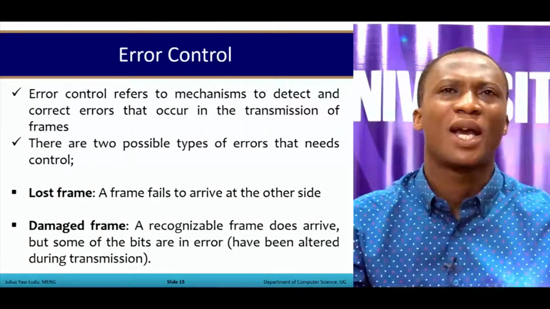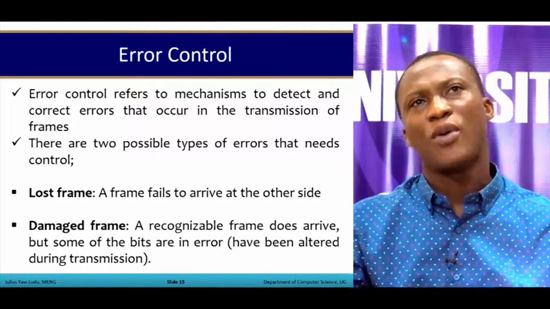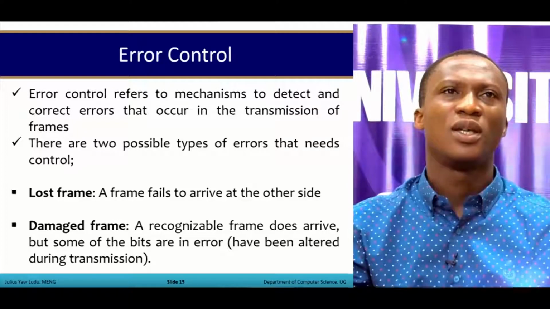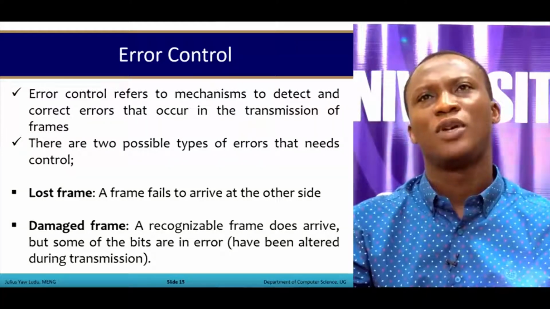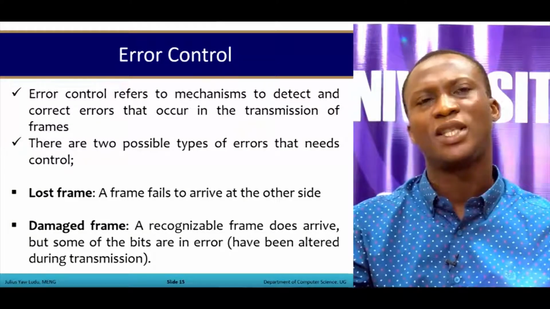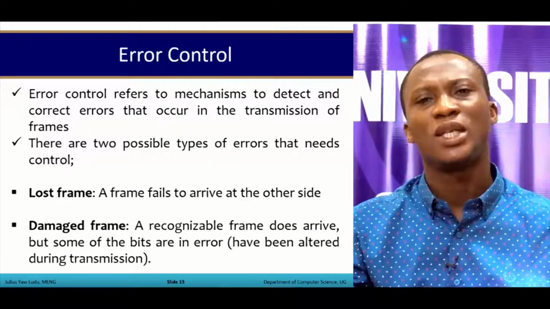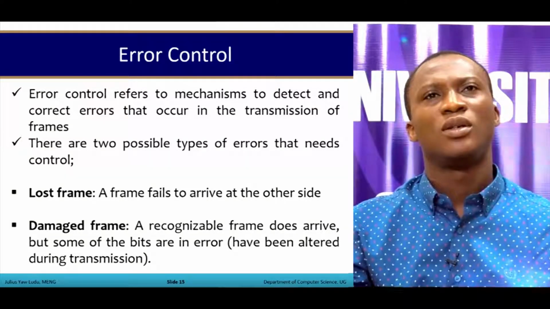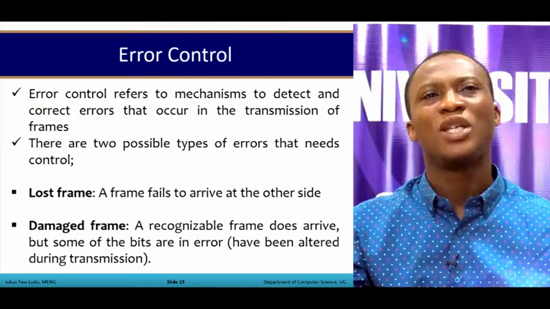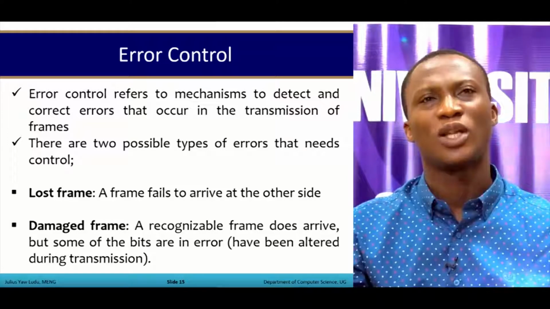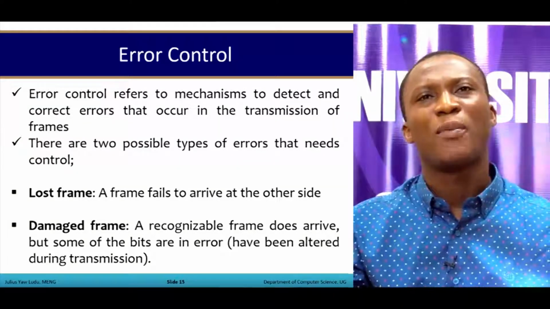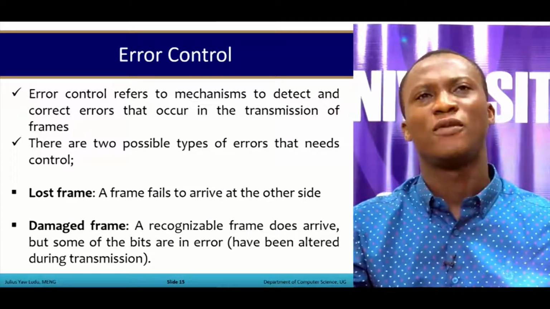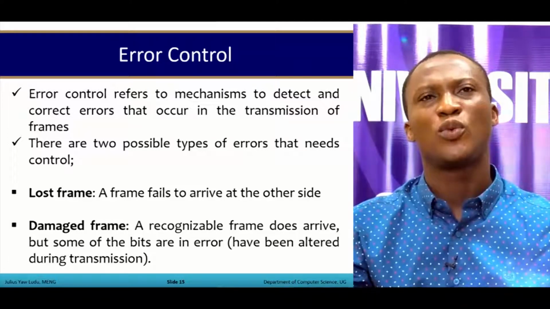Error control refers to the mechanism that detects and corrects errors. These errors occur in our transmission of frames. There are two possible types of errors that we need to control. First is the lost frame: in the course of transmitting a frame over the transmission media, the frame gets lost. Another one we want to look at is the damaged frame. You've transmitted a frame, it's on the transmission media, but something happens to it and it gets damaged, it gets spoiled. So these are the two types of errors we'll be looking at.